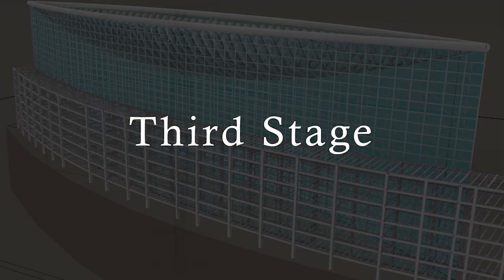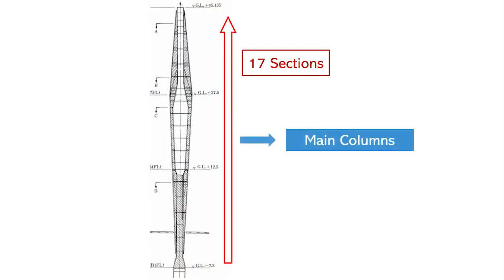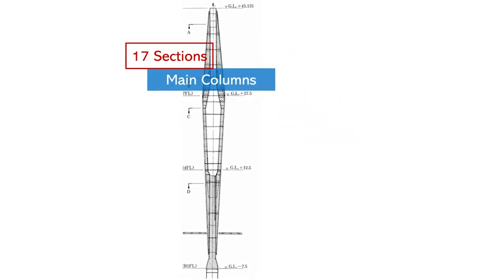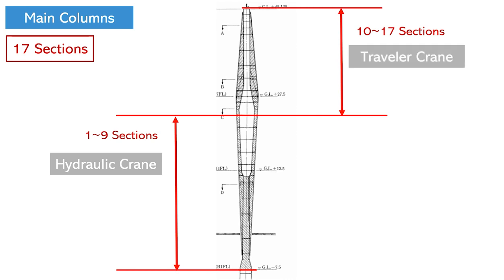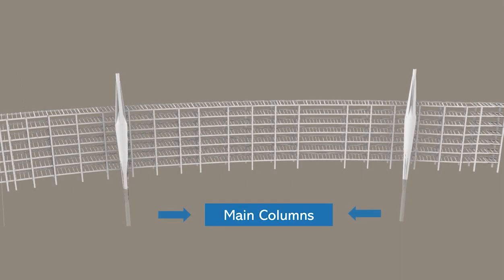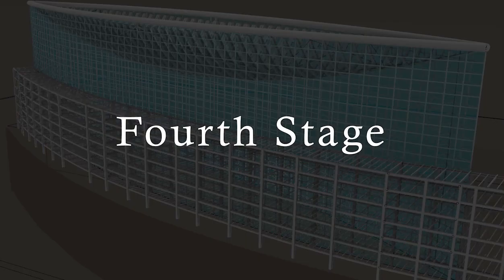Third, the main columns, spaced 144 meters apart in a north-south direction, were divided into 17 sections and assembled. Sections 1 through 9 were constructed using a hydraulic crane. For sections 10 to 17, a traveler crane installed on the temporary bent stage was used. Concurrently, the construction of the wall steel structure in the north-south direction was carried out.